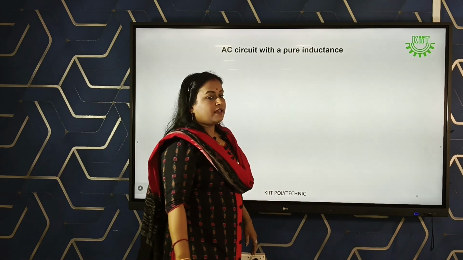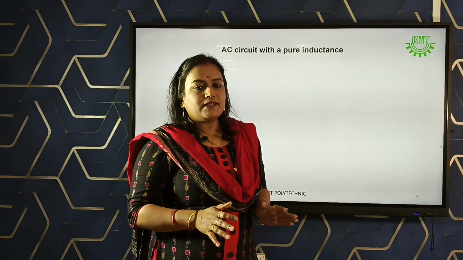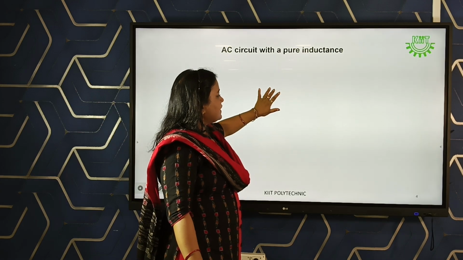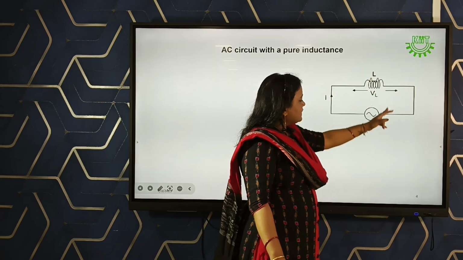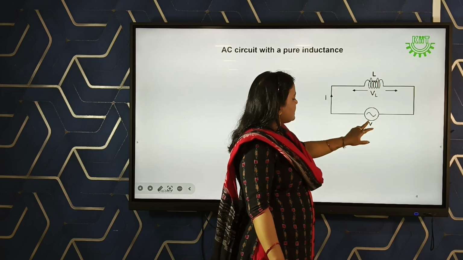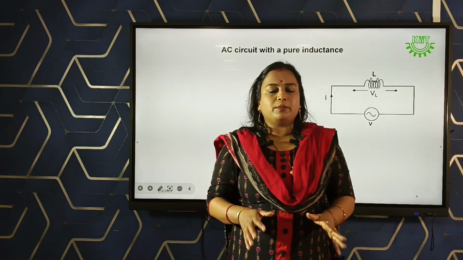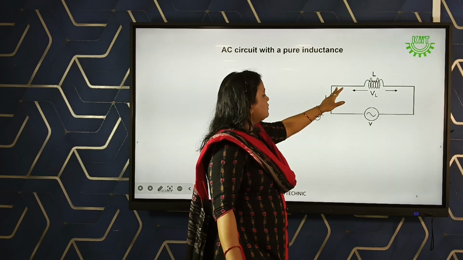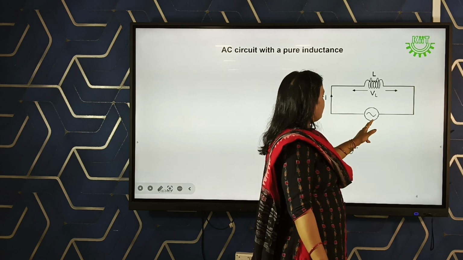Next we will discuss the AC circuit with a pure inductance. Same as before, pure means it is always loss free. Whatever the internal resistance of the inductor, we are not going to consider it. So this is an AC circuit. In place of the resistor, we are taking an inductor, and the same AC voltage is applied. So the instantaneous value of voltage V will be equal to Vm sin omega t. The circuit is closed, and we get our current from our voltage.